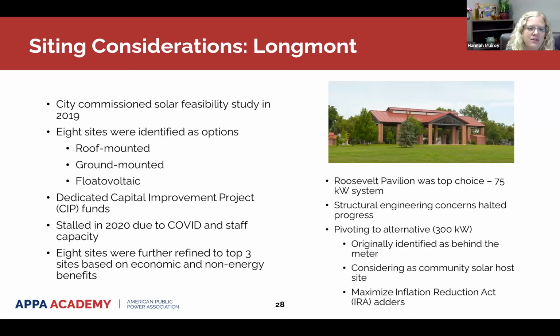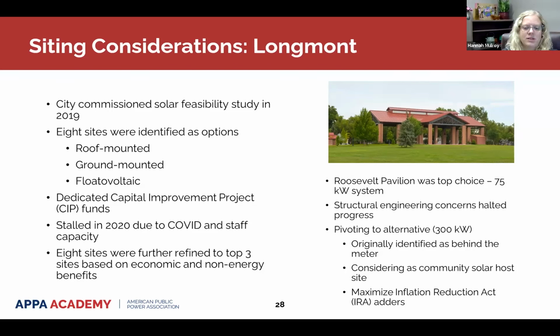So to get into the specifics of our process. Before I began here at the utility, the city commissioned a solar feasibility study in 2019. 8 sites were identified as options. There were a few roof mounted, a couple ground mounted, and actually a photovoltaic site at our water treatment plant, which is something we're still keeping in mind.